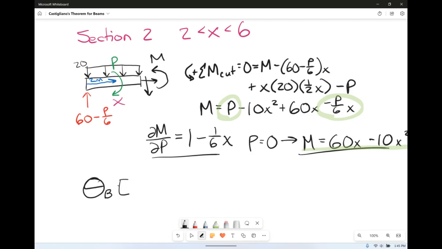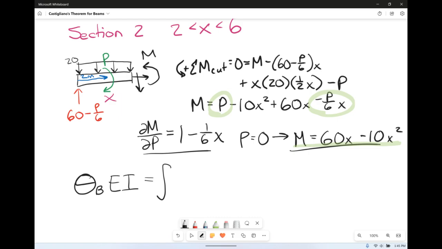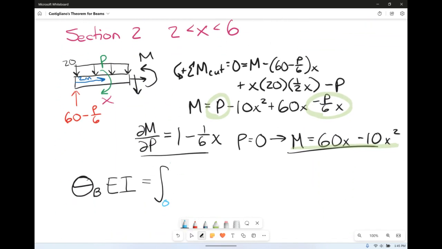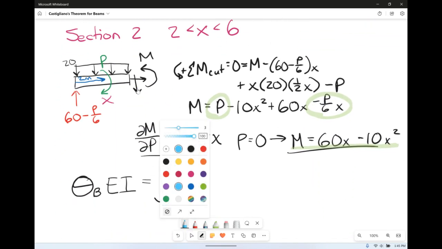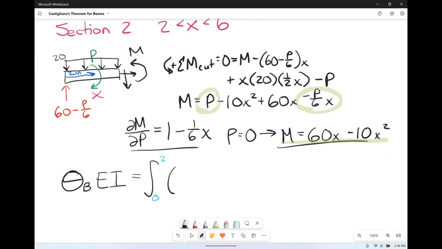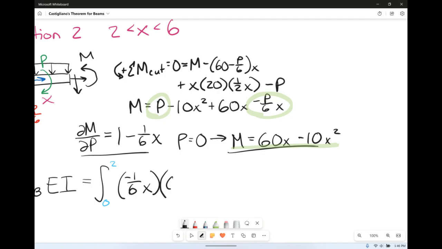Next, what we need to do is find the slope at B. And I'm just going to take EI out of the equation just for now so we can talk about the integrals. So EI times the slope at B is equal to the integral for each of these sections. So for section 1, we went from 0 to 2. And we're doing del M del P. So del M del P was minus 1 over 6 times x times our moment equation, which we said was the same one. So 60x minus 10x squared dx.